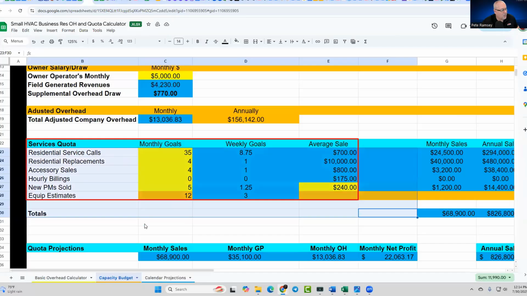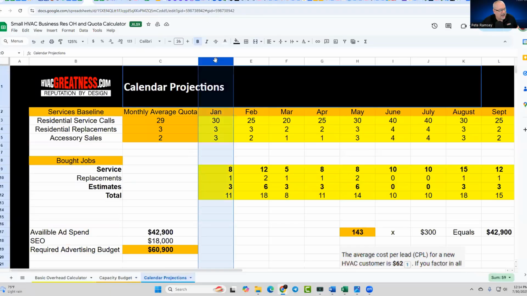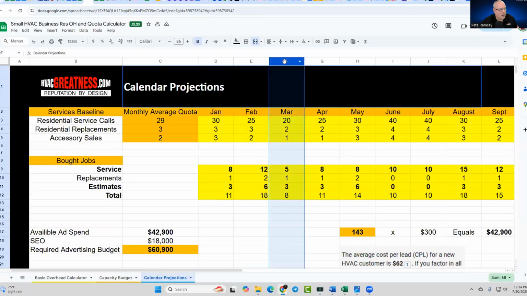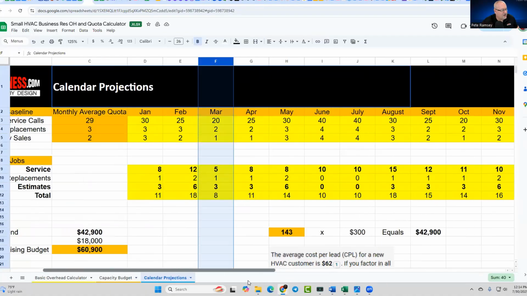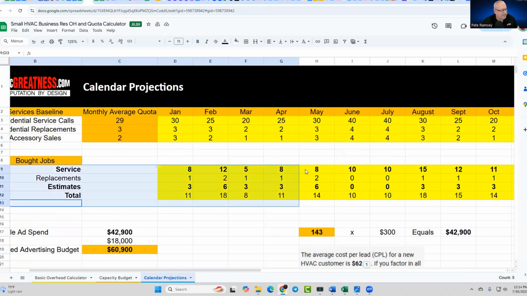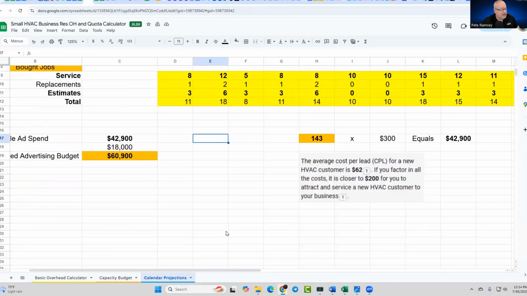So we ultimately come up with a quota. We plug this quota in over a period of a year, January, February, March, being realistic. And then we look, well, how many of those calls are we going to have to go advertise and buy? Right? And sometimes throughout the year, these numbers will surprise you. 143 purchased leads and service calls at $300 a piece, depending on where you get your leads from, is $42,900. That's a lot of money.